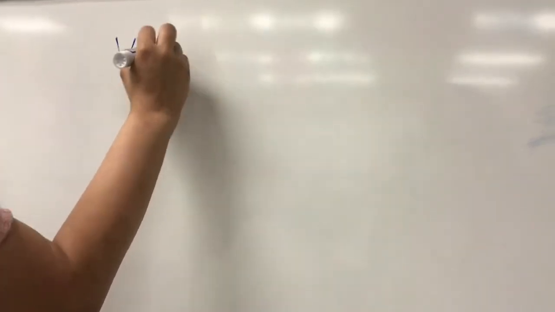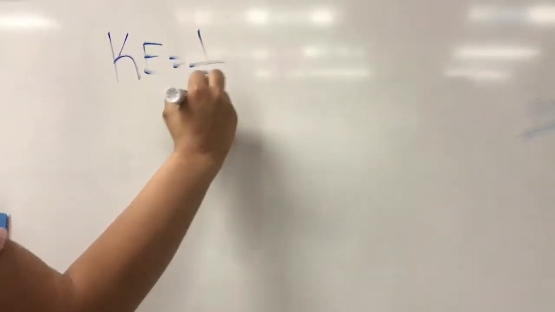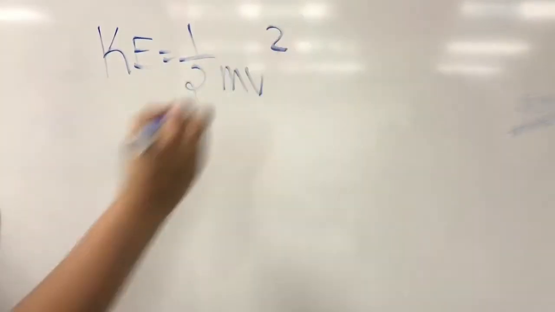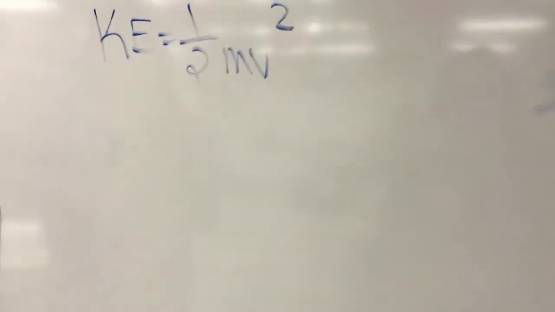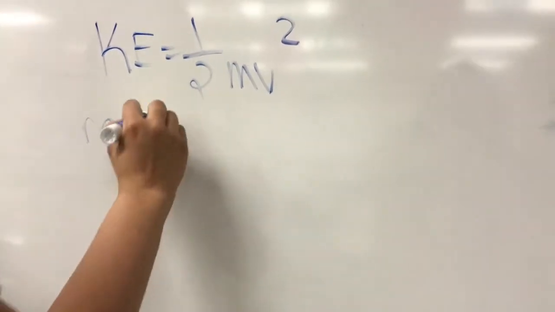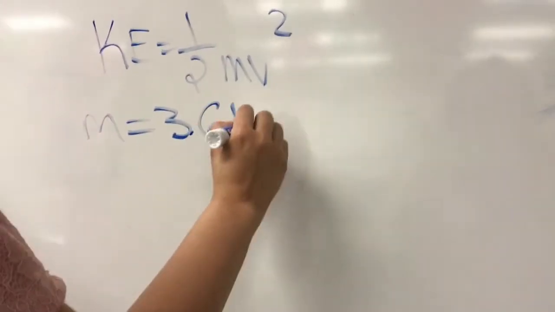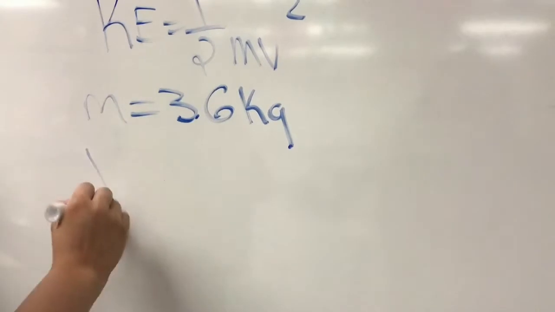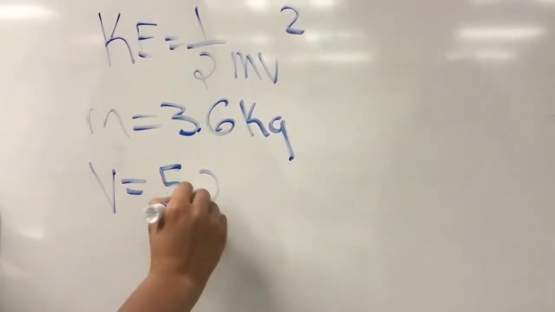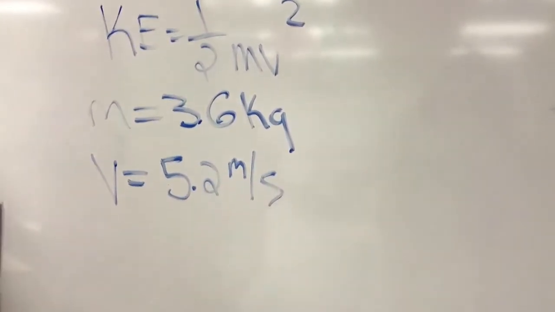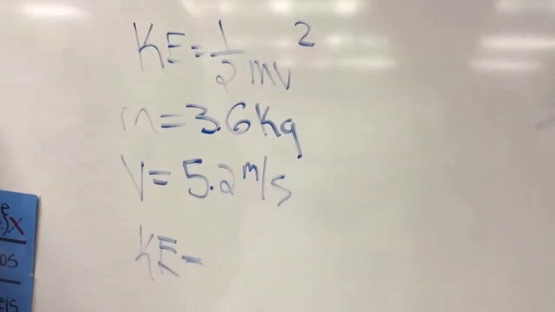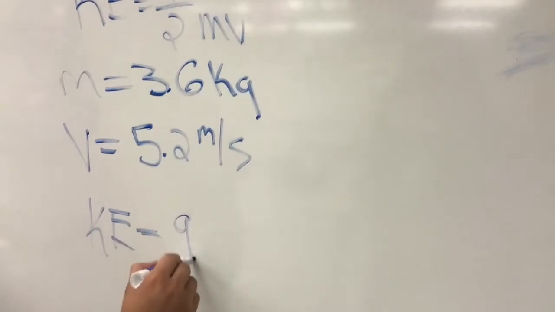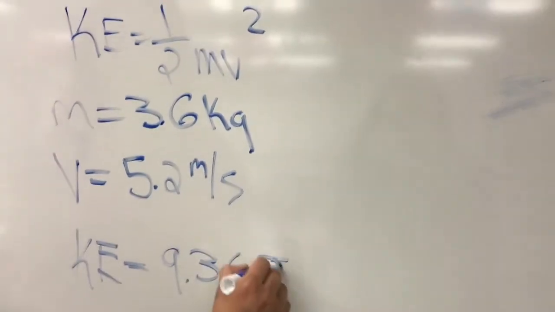To find kinetic energy, we would have to multiply 1/2 times mass and velocity squared. Our mass is 3.6 kilograms. Our velocity is 5.2 meters per second. When you multiply 1/2 times mass and velocity squared, you get 9.36 joules.